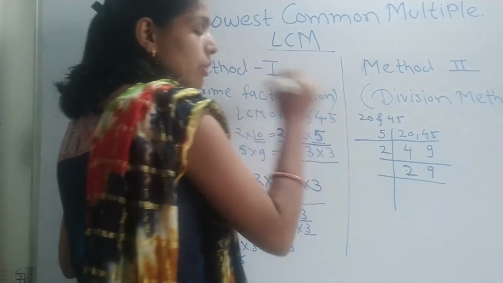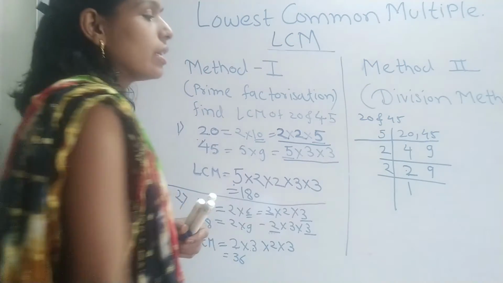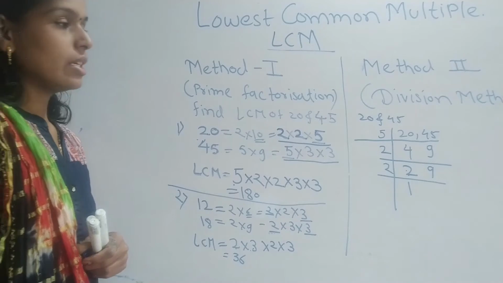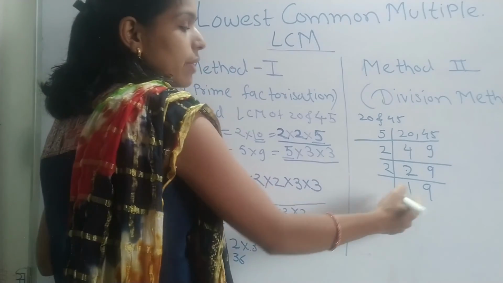Now, I am going to divide this 2. Okay, 2 1s are 2. In this way, the division of 20 finished. Now, I am going to write this number 9 as it is, and now I am going to divide this 9.